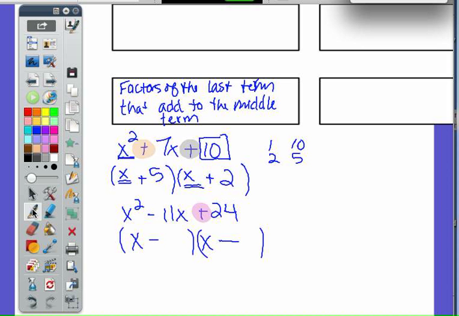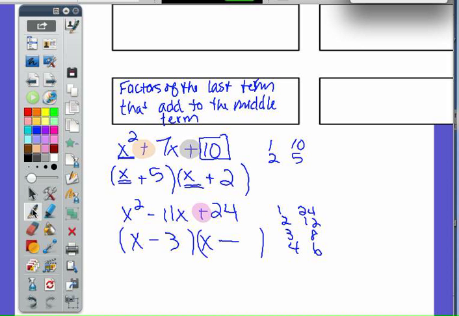So I'm going to think about all the factors. If you have to, write them down. 1 and 24, 2 and 12, 3 and 8, 4 and 6. So there's a bunch of them, but which one adds up to 11? 3 and 8. 3 and 8.